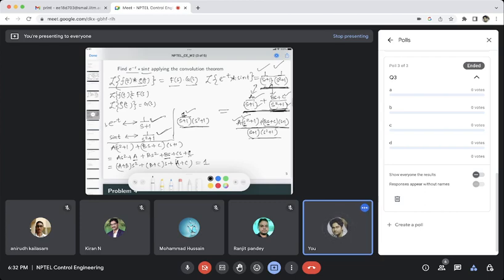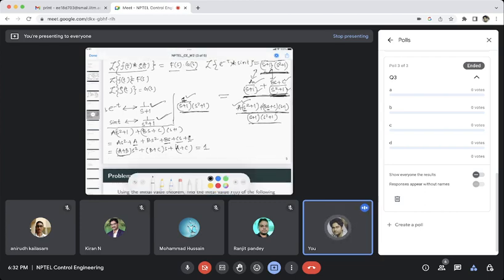That means a + b should be equal to what? You can see there is no s² term, no s term, so a + b equals 0. Then only you can equate both sides, right? Similarly, b + c will be equal to 0 and a + c will be equal to 1, right? Is it clear?